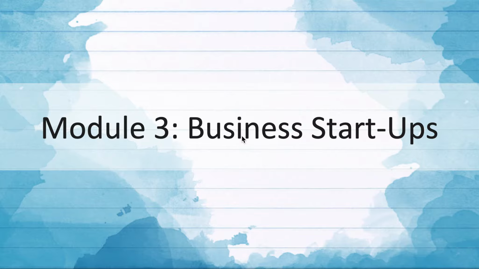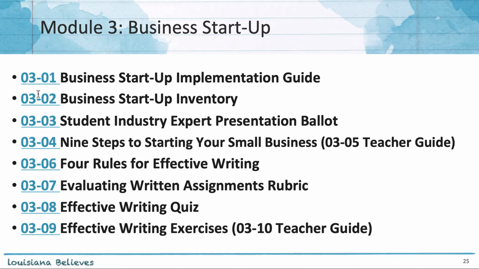Module 3, though, is where we start with our business startups. Again, the list of resources that are available within the files for each of the modules: the numbers, the 03 tells you it's listed under the Module 3 category, and the 01 tells you which order it is listed in the resources.